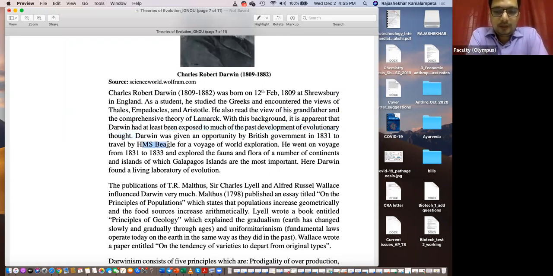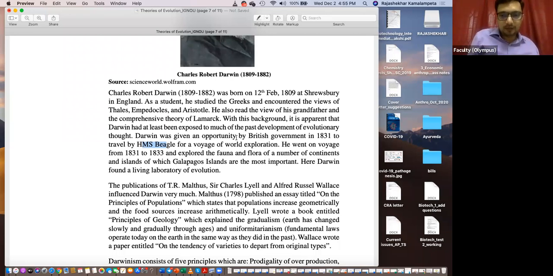Okay, so what happened here? The British government at that time, I think he did his biology, and they wanted someone to actually travel in the ship to manually map the places that they were traveling. So he was given a task. He was on a job. He was on an assignment here.